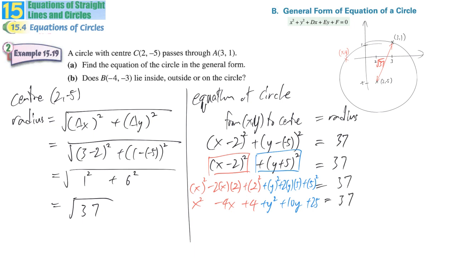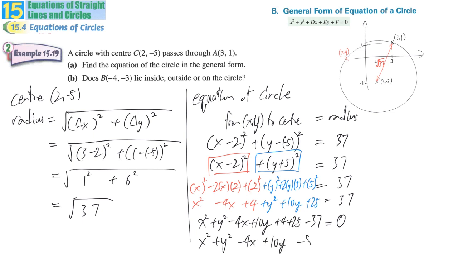After practice, after this chapter, you should be able to jump from this sentence to this sentence directly. After that, we just tidy up our writing: x squared plus y squared minus 4x plus 10y plus 4 plus 25. Finally, minus 37 equal to 0. Our requirement is equal to 0 here. Therefore, the final answer is this sentence. This is the equation of the circle in general form.